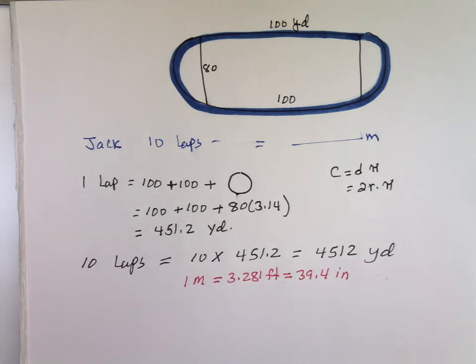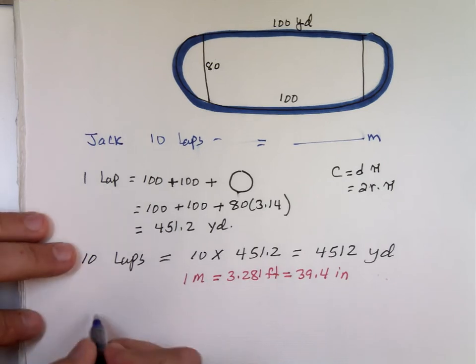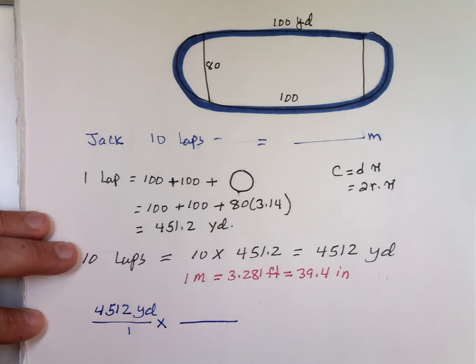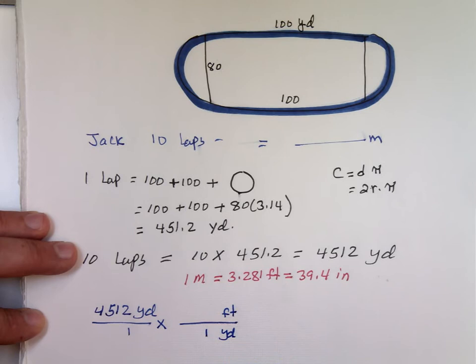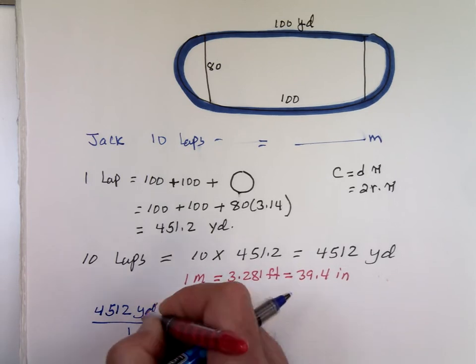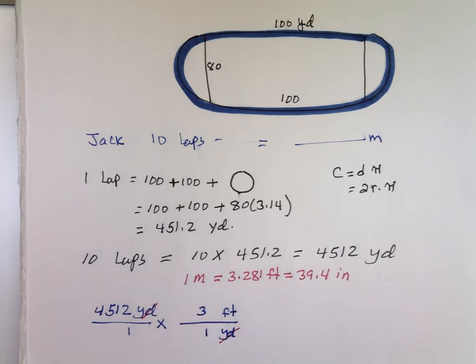So let's take that distance, 4512 yards, that's over 1. Let me convert that, it's always a multiplication, from yards to feet. Since yards are on the top, you want yards on the bottom, feet on the top. 1 yard has how many feet? Is that 3 feet? Notice the yards are gone. Now if I just multiply that out, I'm in feet.